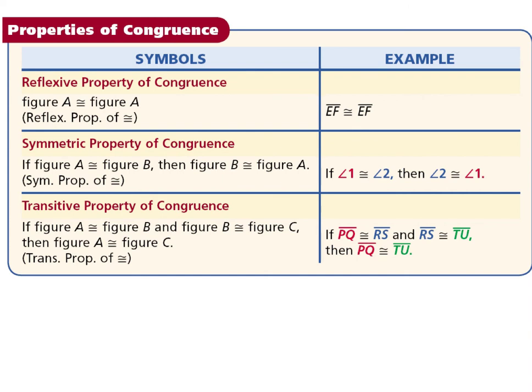So if segment PQ is congruent to RS, and that same segment RS is congruent to a third thing, segment TU, then the RS links it but drops out. So segment PQ has to be congruent to segment TU.